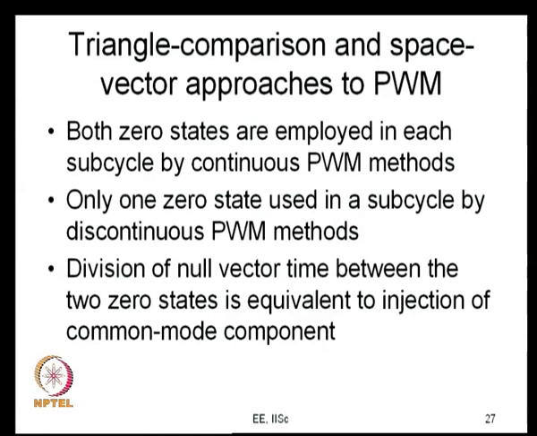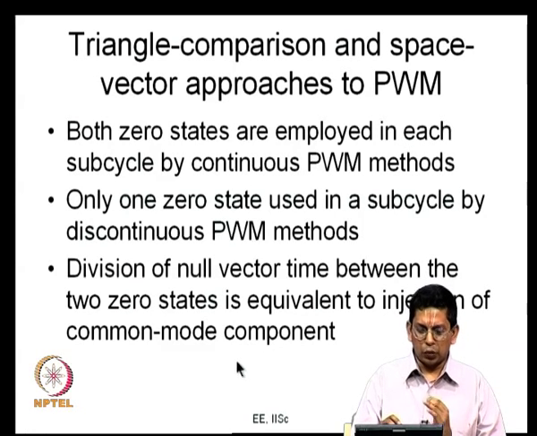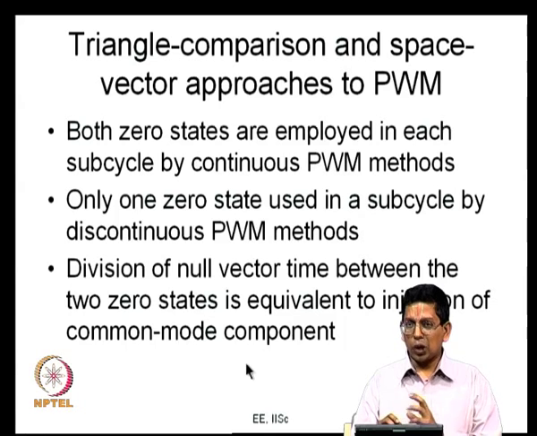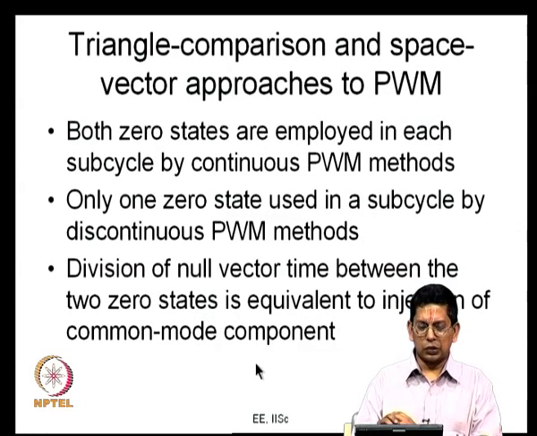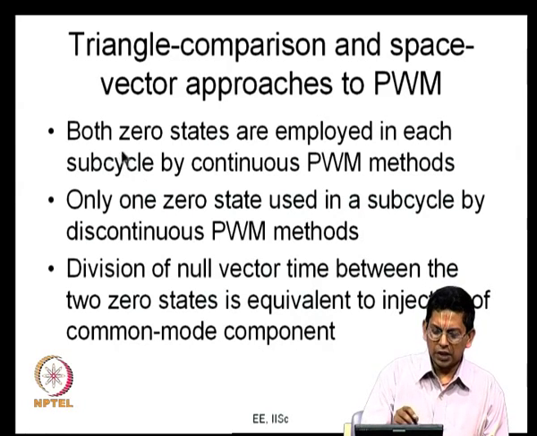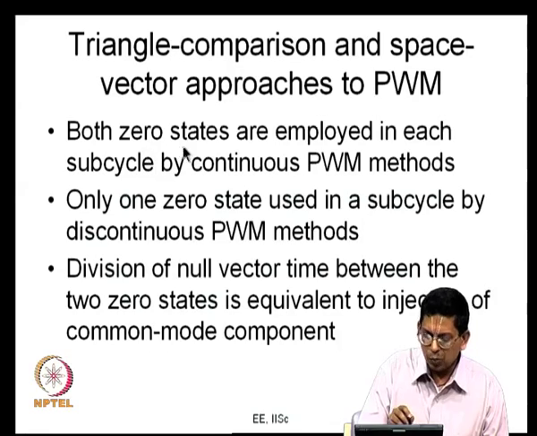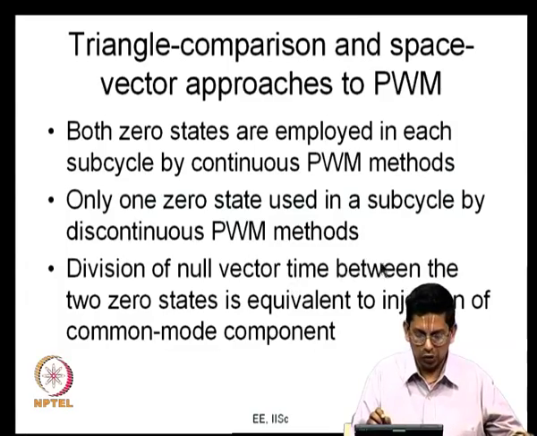Now, let us just take a look at that. We have been going through both triangle comparison and space vector approaches. We looked at conventional space vector PWM, we are looking at bus clamping PWM, but in all these cases we are not only looking at it from the space vector point of view, we have been looking at it from the triangle comparison point of view also. Now, let us make a few points here before we proceed to the advanced bus clamping ones. You see that both the 0 states are employed in each subcycle by the continuous PWM method. Now, conventional space vector PWM is a continuous PWM method.